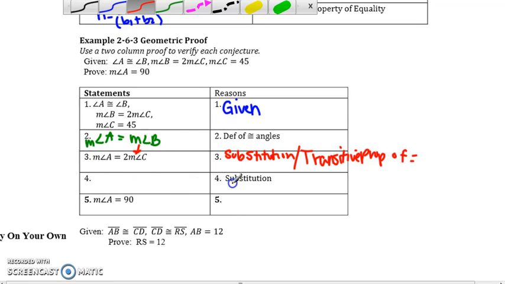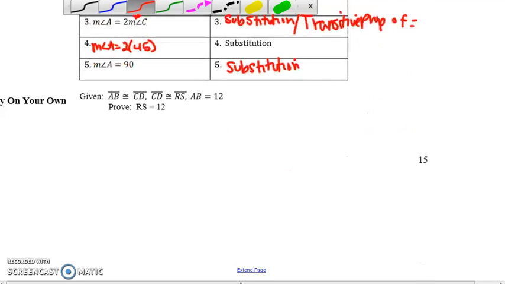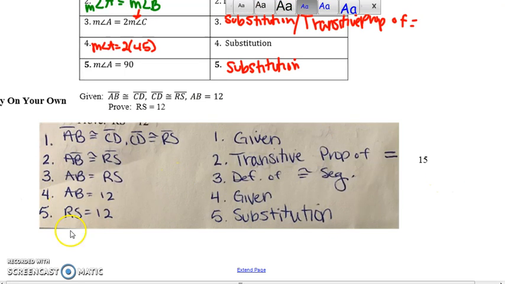All right, now it looks like substitution again, and we're going to replace the measure of angle C with 45. So 2 times 45, and that's the measure of angle A, is equal to. And then lastly, 2 times 45, all we're doing is substitution or simplify. We're substituting 90 for 2 times 45. All right, if you want to try this last one on your own, go for it. If not, I'll pop the answer up there so you can process through that one. All right, so here is that last one.